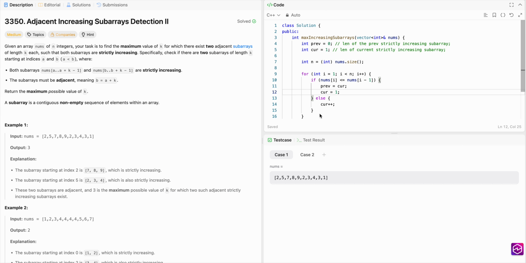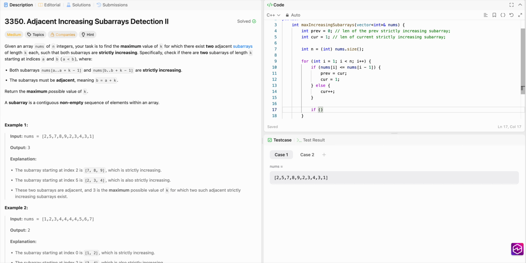So this is what we did, and then on every iteration we were checking if it is possible for us to form a strictly increasing subarray that basically has two strictly increasing subarrays in itself. So what we are going to do is, hmm, so yeah, we don't need to do that.